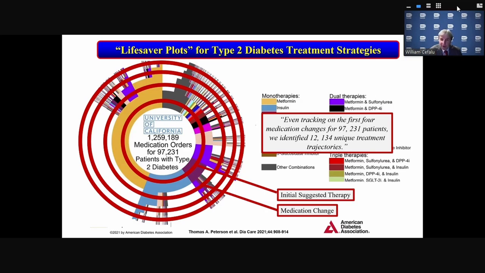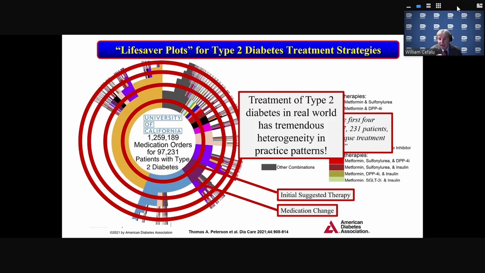And their conclusion was that treatment of diabetes in the real world has tremendous heterogeneity in practice patterns. Now, this is not hard to understand, given that the physician and the provider reacted to what they understood as the underlying pathophysiology, particularly for type 2 being a very complex trait.